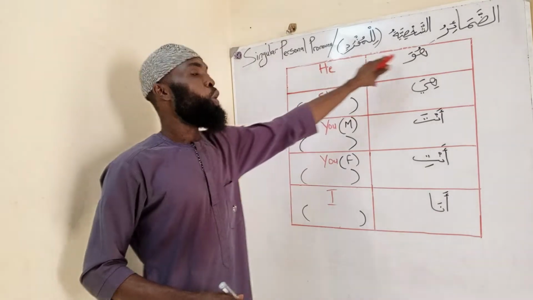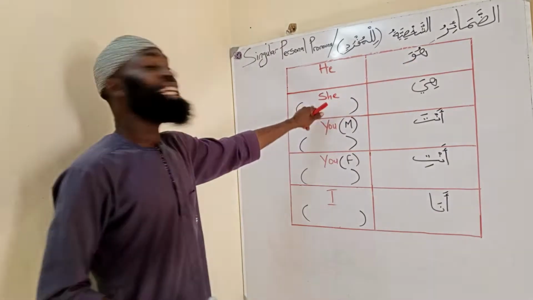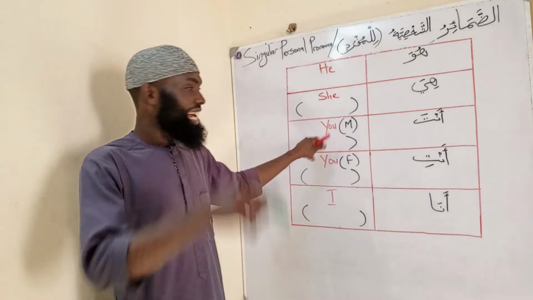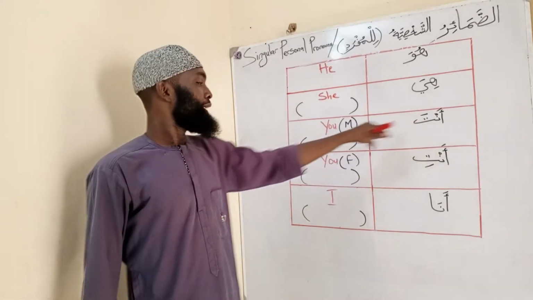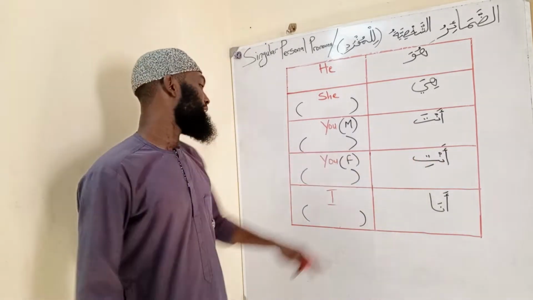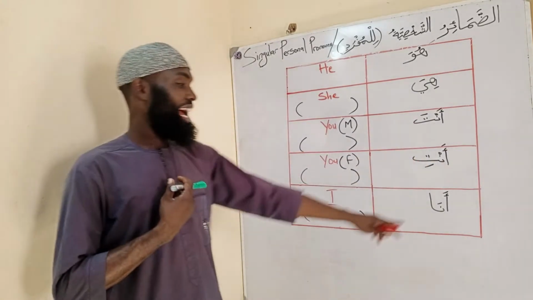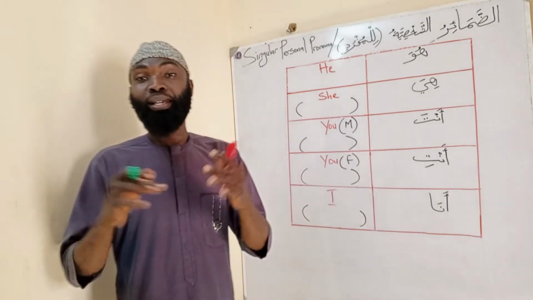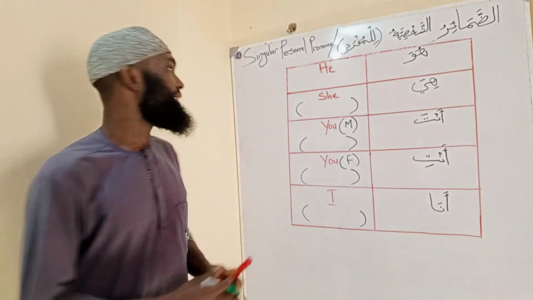Now let's go through the table once again. He, huwa, she, hiya, you male, anta, you female, anti. Then I, ana. Again, I, ana. Now let's bring some examples to better our understanding.